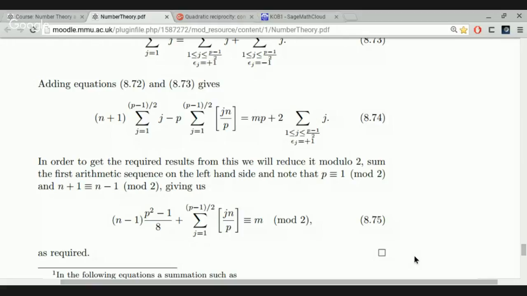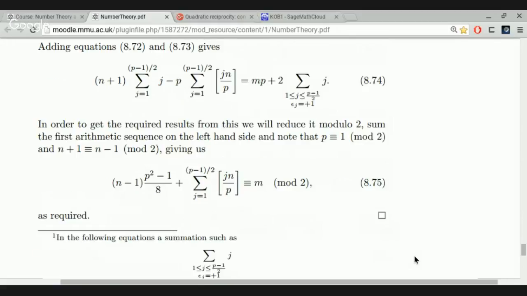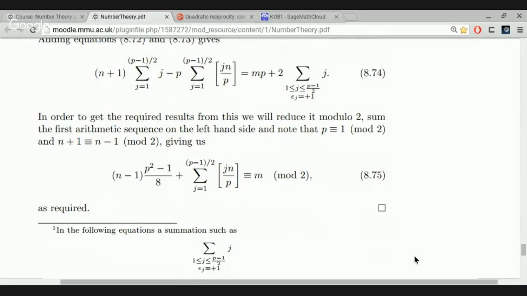In the special case where n is an odd number, because this is modulo 2, when n is odd, this factor is even, so this is 0. So it just reduces to m is equal to this summation of integer parts. So this sets us up for our proof of quadratic reciprocity.